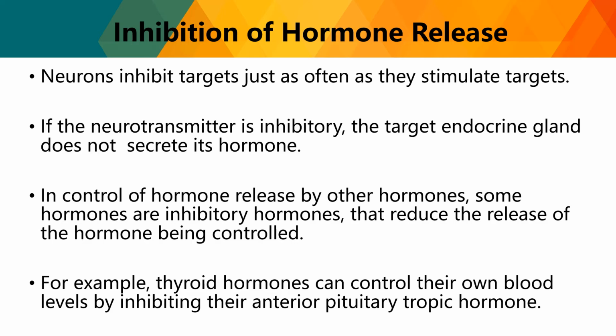Paano naman kapag ang release ng hormone is by hormonal stimuli? So, in control of hormone release by other hormones, some hormones are inhibitory hormones that reduce the release of the hormone being controlled. So, for example, the thyroid hormones can control their own blood levels by inhibiting their anterior pituitary tropic hormone. So, yun yung mga nangyayari. So, kapag hormone to hormone, pwedeng i-inhibit nila yung pagpuproduce ng mga hormones na yon.